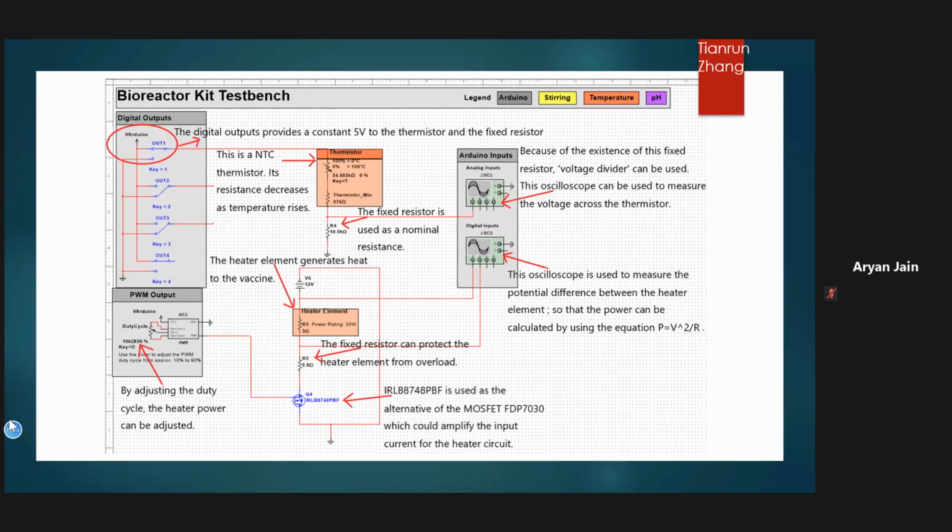For the heater, the MOSFET amplifies the current from PWM, and the PWM itself can control the heating power. Otherwise, we could measure the voltage across the heater and calculate the power easily. For the thermistor, the digital output provides a constant voltage, and we use a voltage divider to obtain the voltage across the thermistor.